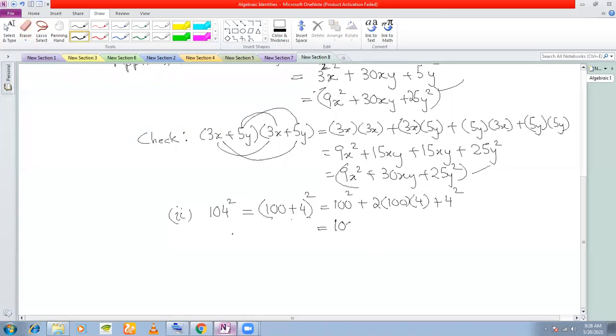100 square is how much? 1 followed by 4 zeros. And 2 into 100 into 4 is 800. And 4 square is 16. So you get 10,816. So without multiplying, you have got your answer. Clear?